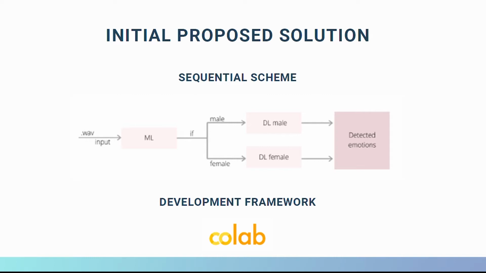So we decided to develop a unique and fancy solution. It consisted of a first machine learning model for deriving the gender of the speaker, followed by two deep learning models for deriving the emotion present in the voice signal, one for males and another for females, as it can be seen in the image. We did all the work in a Google Colab notebook to take advantage of Google's GPU.